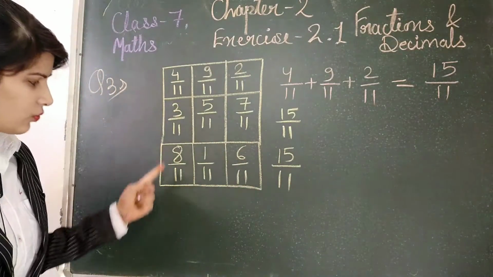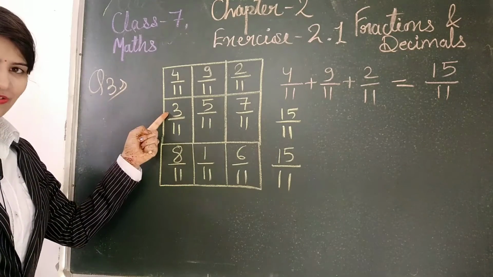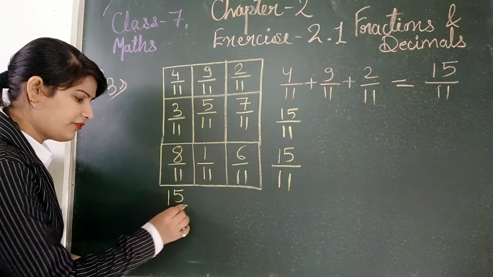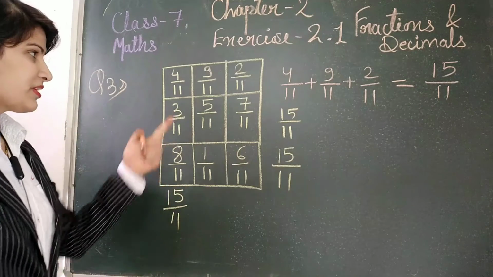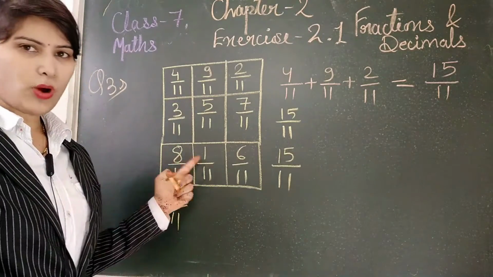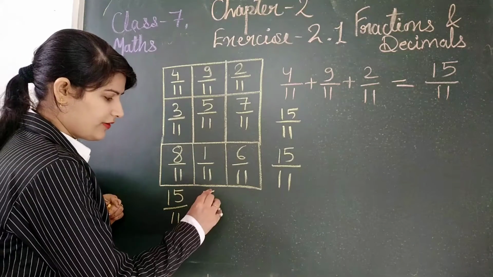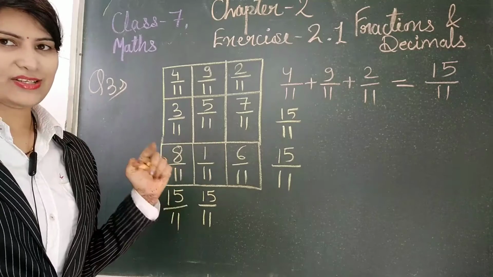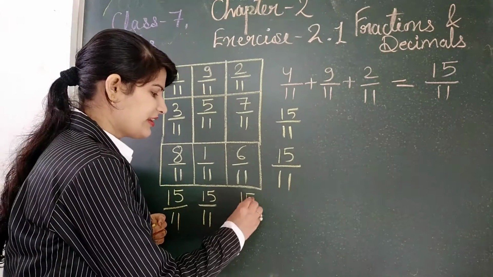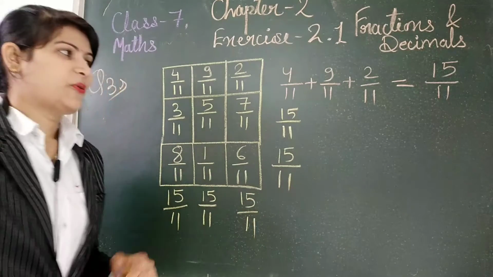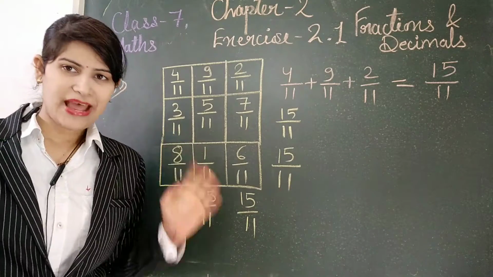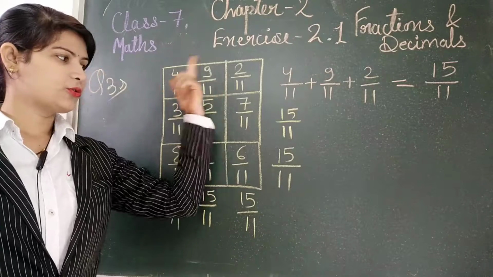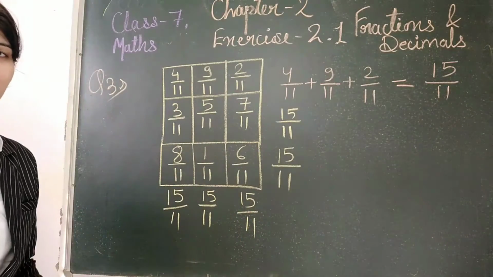Now let us check columns. 4 plus 3 is 7. And 7, 8, 15 again. 15 upon 11. Okay. Now 9, 5 and 1. Again 15 upon 11. The sum of 2, 7 and 6. What? Again 15 upon 11. Okay, that means this is a magic square. All the sums of columns and rows are 15 upon 11.